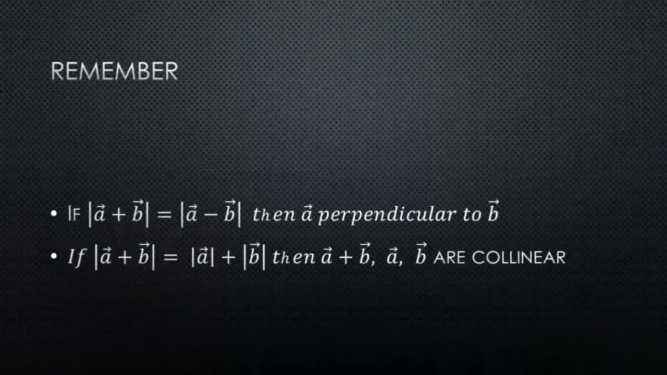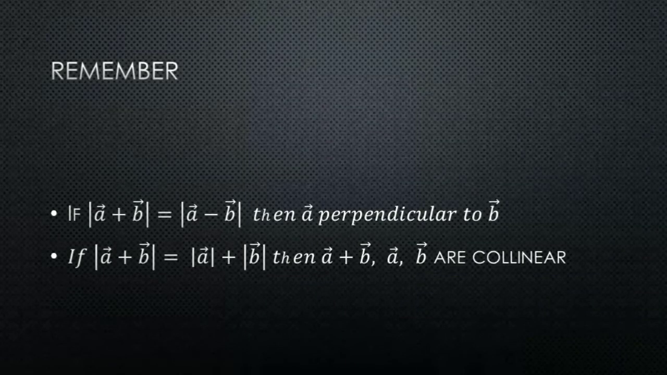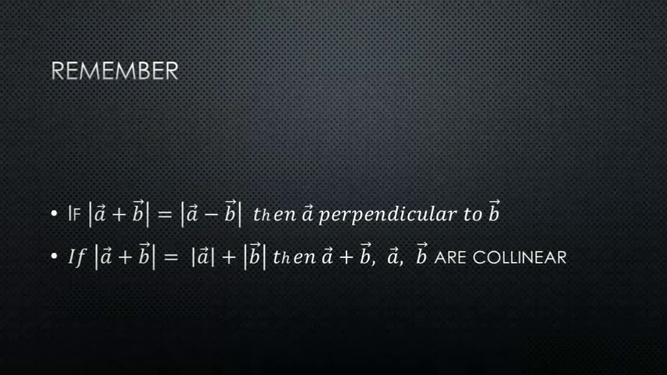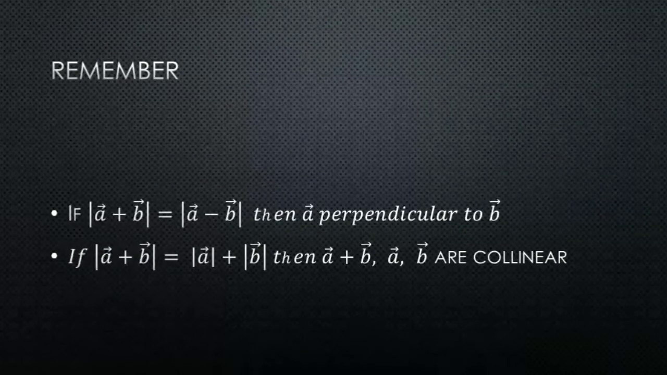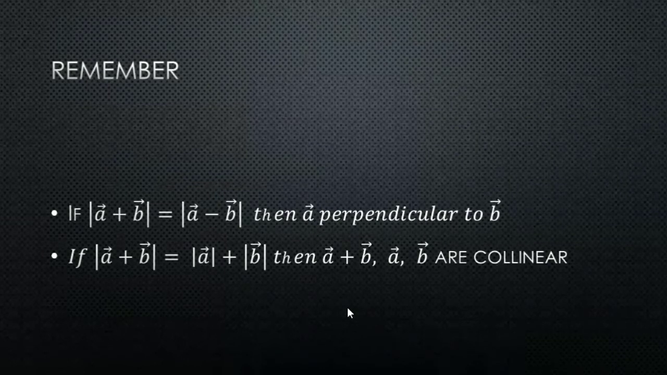Okay. See, if the magnitude of A vector plus B vector is equal to the magnitude of A vector minus B vector, then we can say that A vector is perpendicular to B vector. If the magnitude of A vector plus B vector is equal to the magnitude of A vector plus the magnitude of B vector, then what we can say? A vector and B vector are collinear. Is it clear?